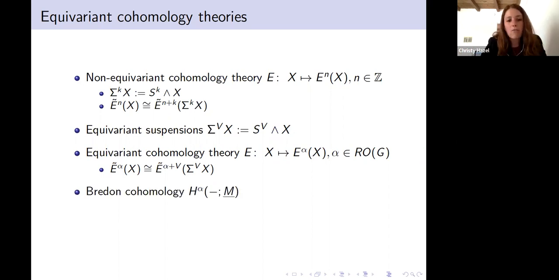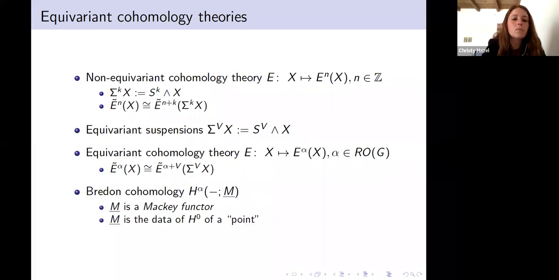A lot of my work has focused on this equivariant analog to singular cohomology called Bredon cohomology. And we denote this in the same way as singular cohomology. When our group in question is just the trivial group, this really is just singular cohomology. And this M underlined here is just the equivariant analog of an abelian group, which is called a Mackey functor.